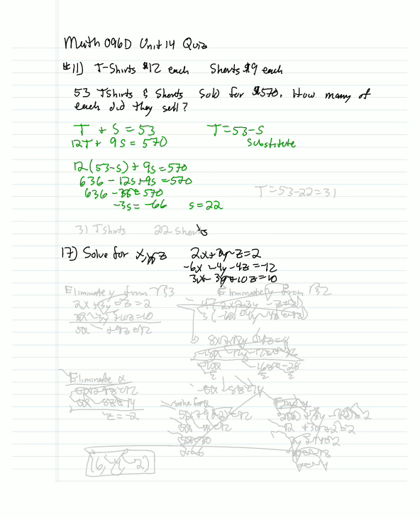Well, we had T equals 53 minus S. So T equals 53 minus 22, which is 31. So that would be 31 t-shirts and 22 shorts.